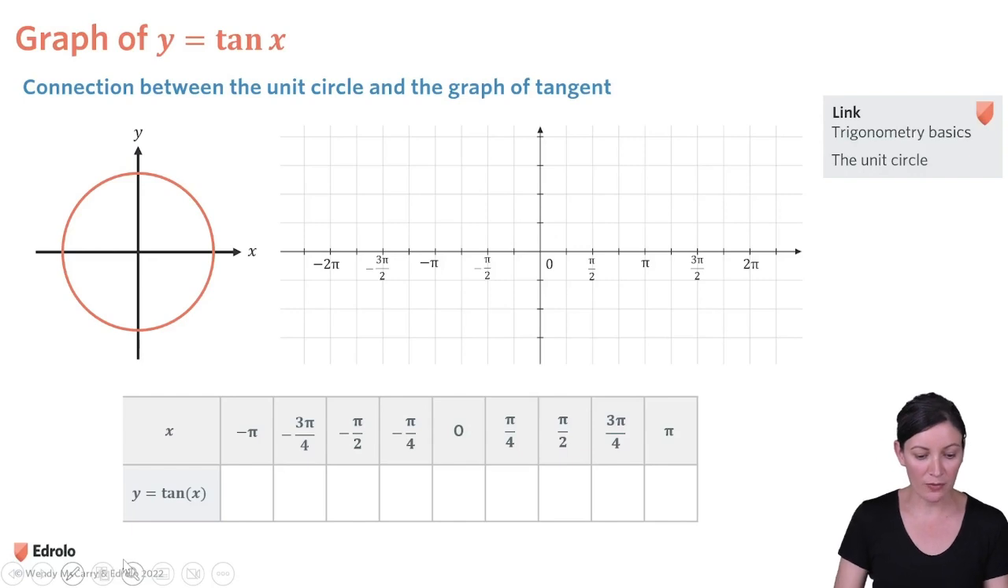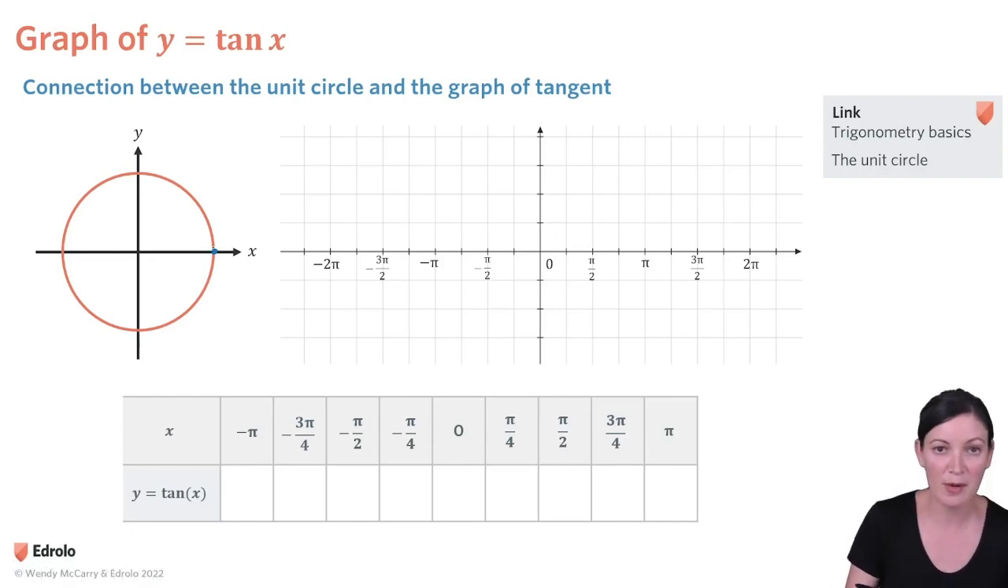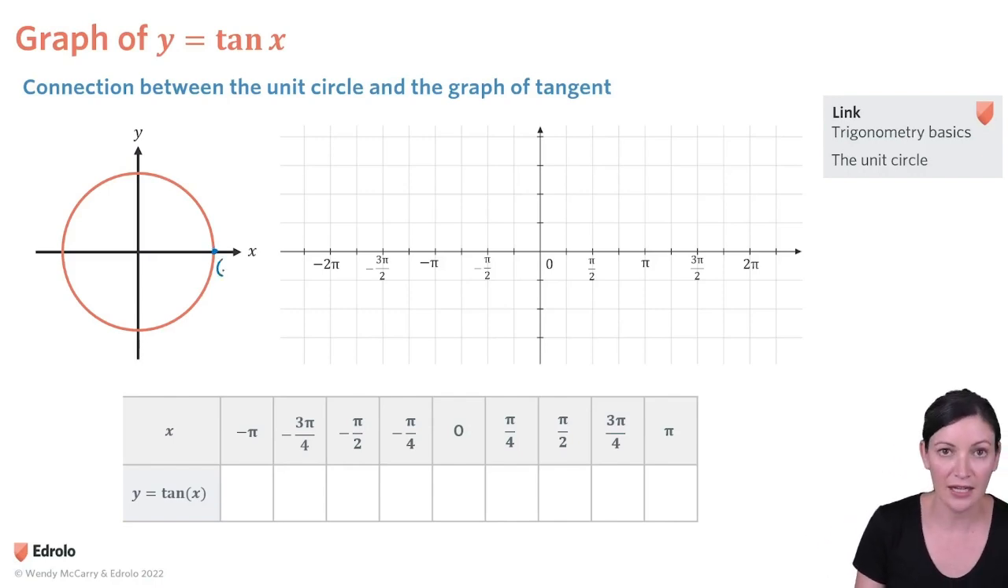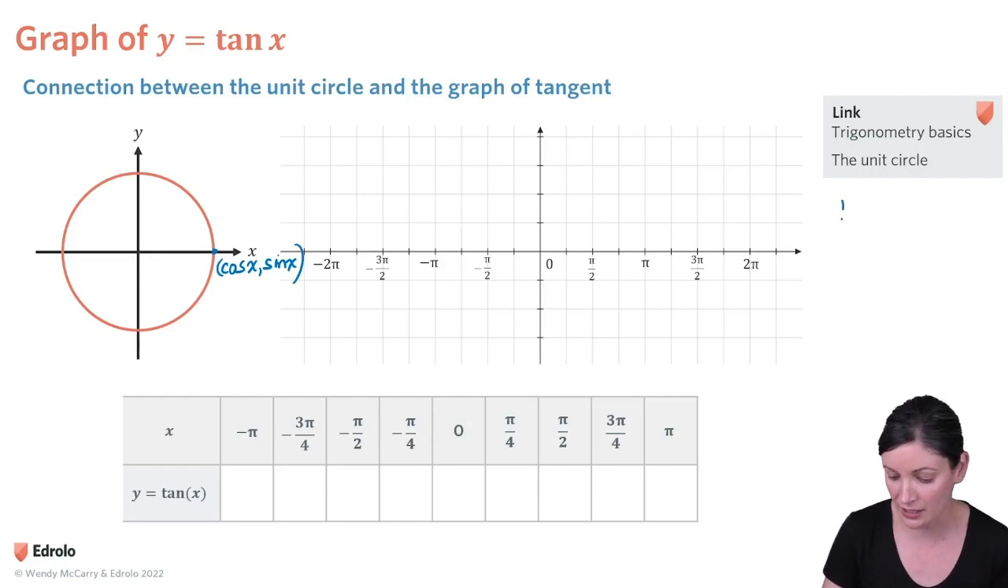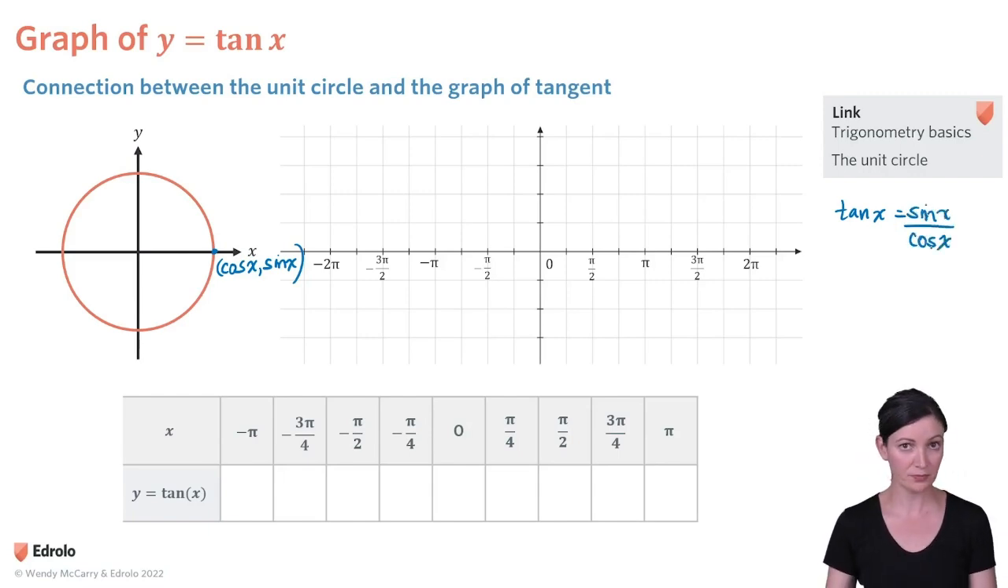So if you remember, we've got our unit circle here, and I'm just going to place a point here. And remember, any point on our unit circle can be expressed in the terms cos x and sine x. So if we recall, tan is just equal to sine over cos, right? I'll write that in here for you. So the tan of any angle is equal to the sine of that angle divided by the cos of that angle. So we're going to use that relationship to work out some of the key values of tan x.